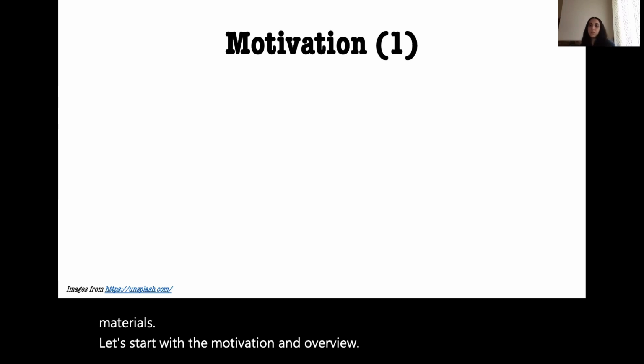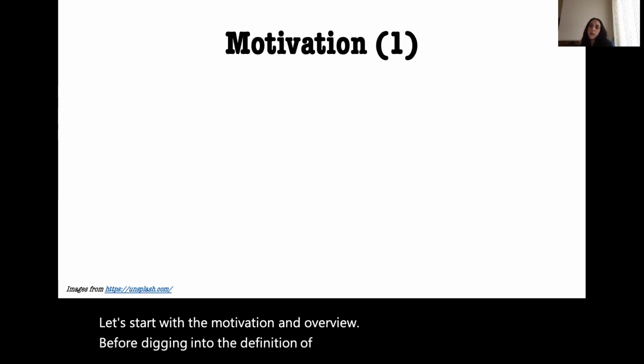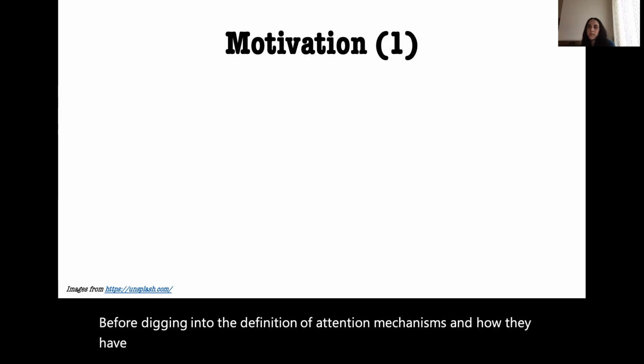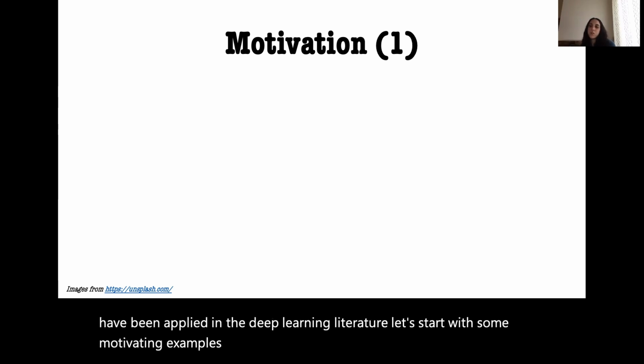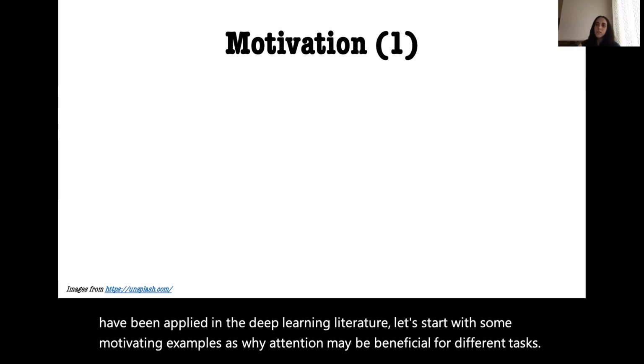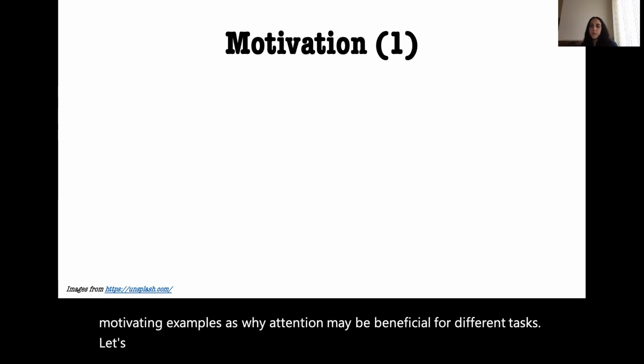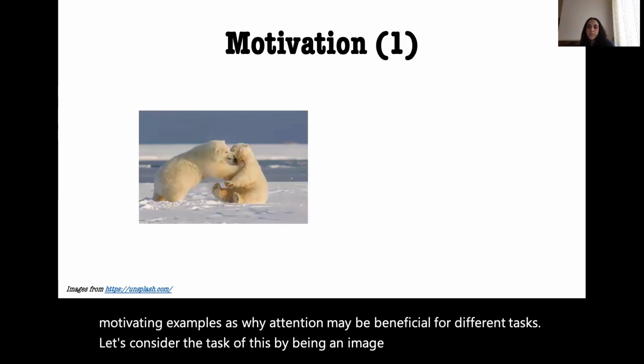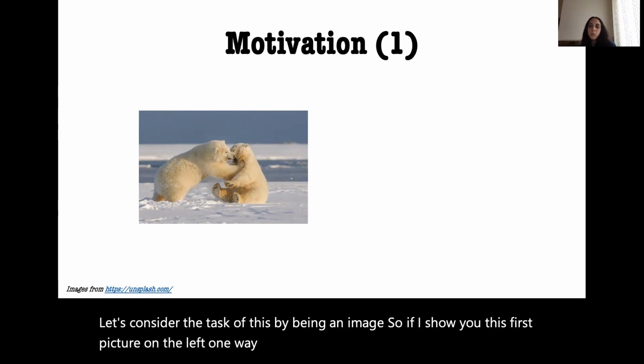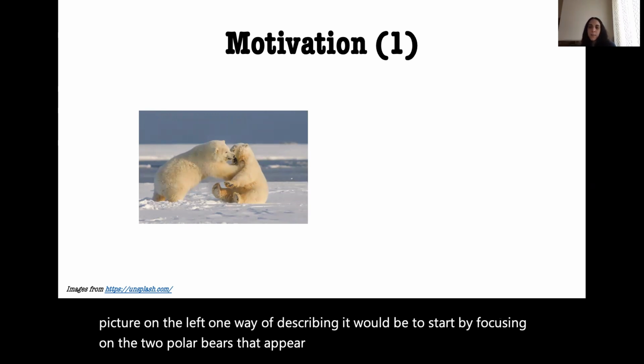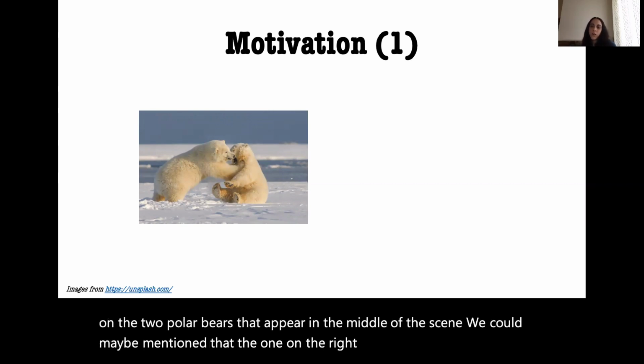Before digging into the definition of attention mechanisms and how they have been applied in the deep learning literature, let's start with some motivating examples as to why attention may be beneficial for different tasks. Let's consider the task of describing an image. So if I show you this first picture on the left, one way of describing it would be to start by focusing on the 2 polar bears that appear in the middle of the scene. We could maybe mention that the one on the right is sitting, whereas the one on the left is standing.